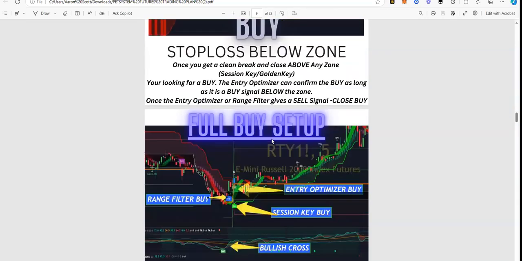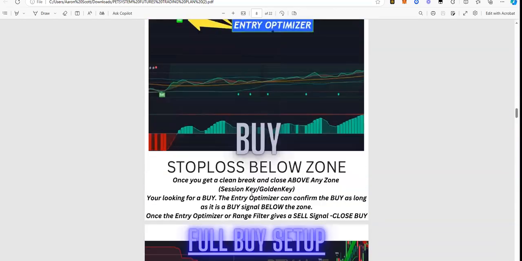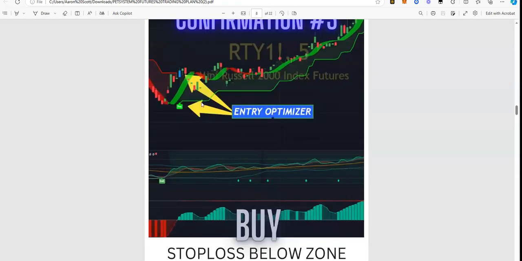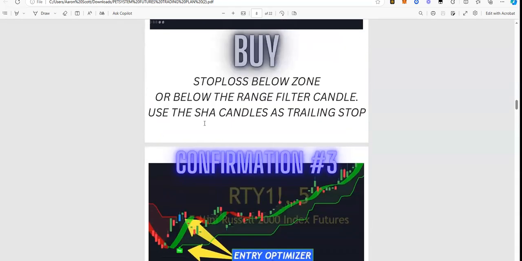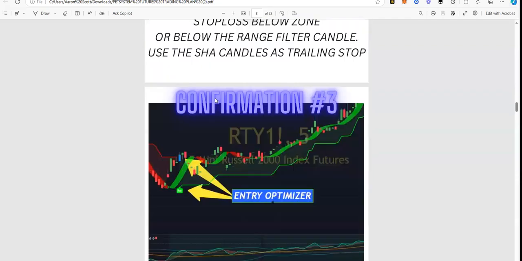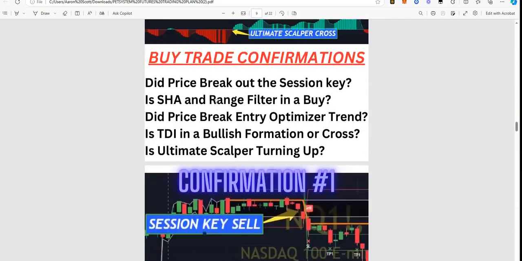All right, so the full buy setup. I think we went over it. Yeah, stop loss is below the zone. Entry optimizer confirms the buy as long as it is a buy. So if you're in the zone, you're breaking above the zone. Let's just go to a full buy setup. Let's see, where's it at?